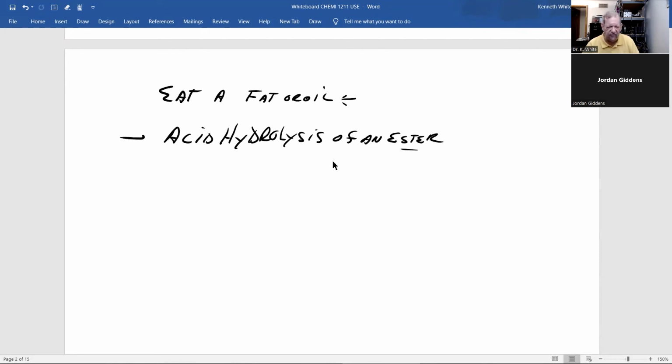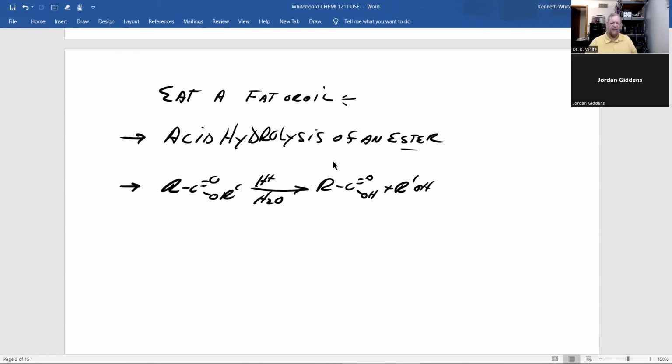You should know how to describe in words and a general reaction, which you learned for test number 3: ester, acid, and water. You get back the carboxylic acid plus the alcohol you would have used to make that ester. That's how you describe with words and a general reaction, excuse me, if you eat something with a fat or oil. It's acid hydrolysis of an ester. And here's the general reaction. Ester, acid, water, you get back the carboxylic acid and the alcohol you would have used to make that ester.